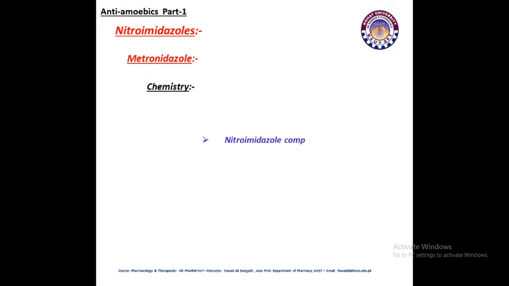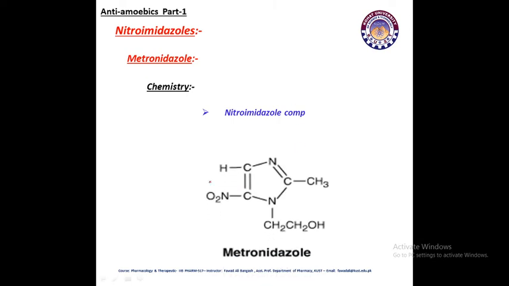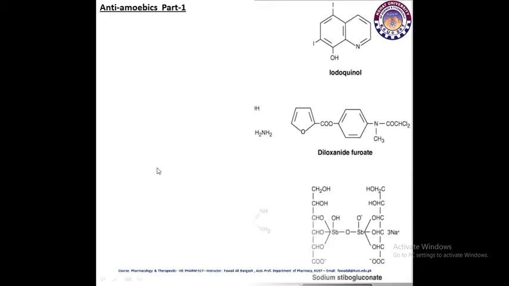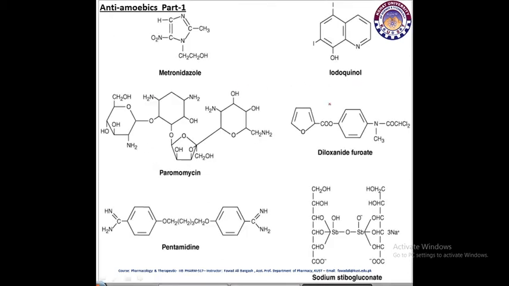Chemistry. Nitroimidazole compounds. This is a nitroimidazole compound. So these are metronidazole, iodoquinol, and other amoebicidal agents. They have different structures. This is the structure of the nitroimidazole derivative.